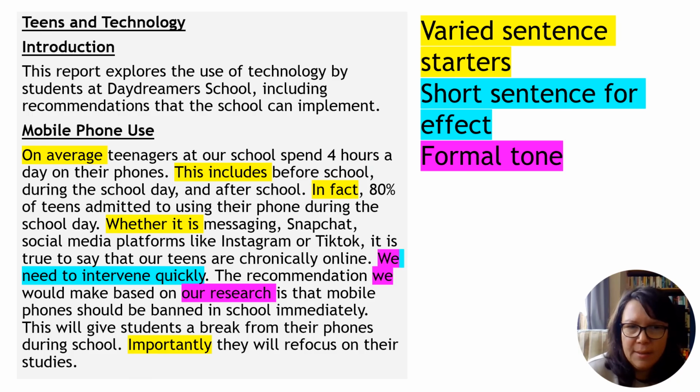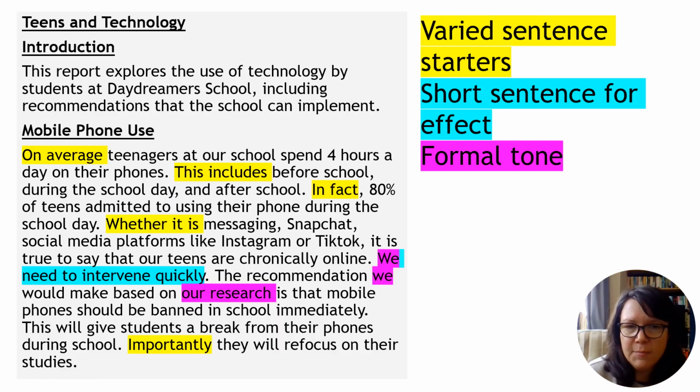Then we have some of the accuracy things that the exam board are looking for. So we've got our varied sentence starters, formal sentence starters. On average, this includes it, in fact, whether it is, importantly. We've got a nice short sentence there used for effect. We need to intervene quickly. And we've got that formal tone. Instead of saying I or my, we talk about we as if this is something that's happened officially.